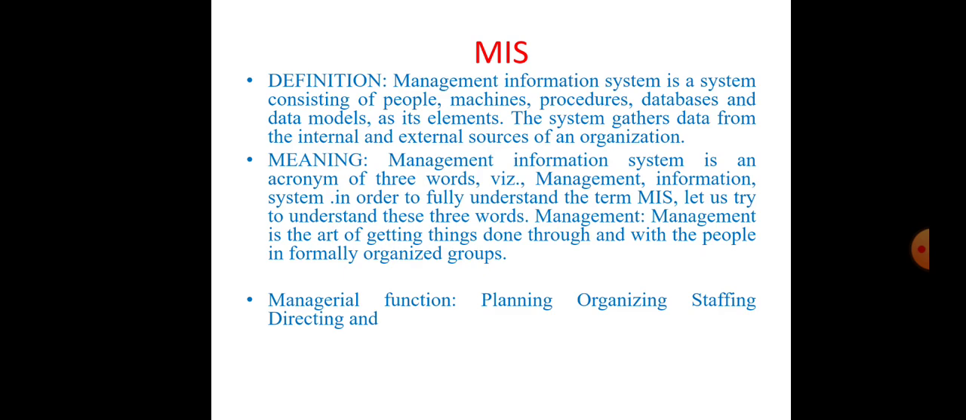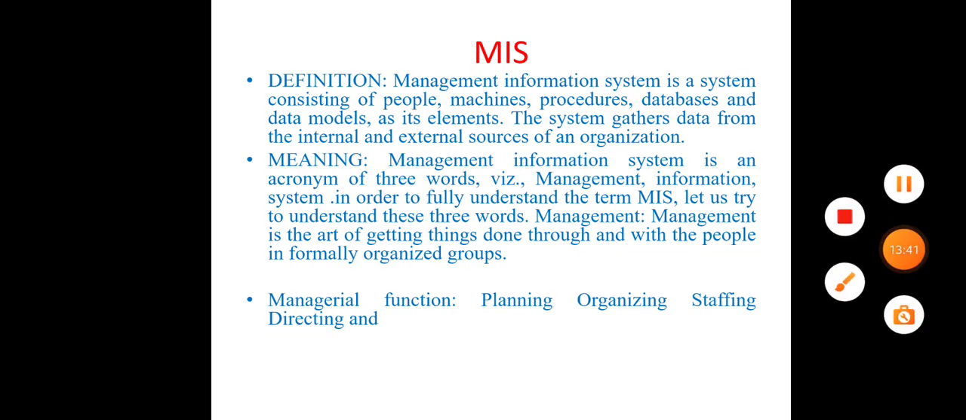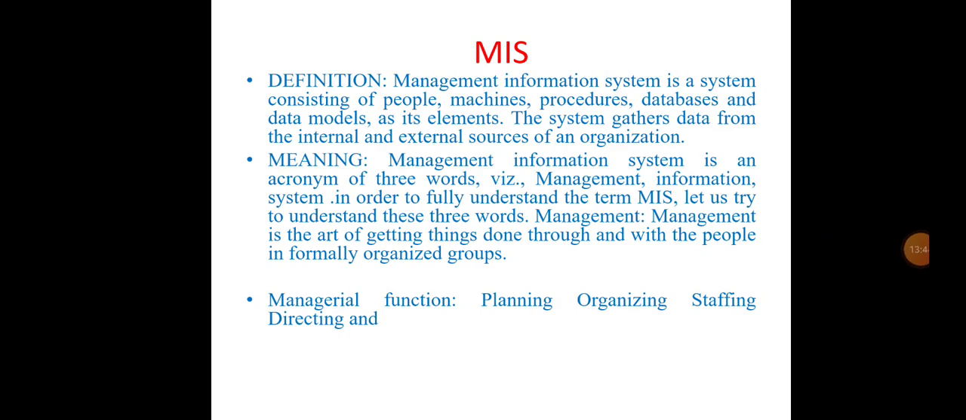Now coming to the next type, that is MIS. MIS, as we know, is a management information system, a system consisting of people, machines, procedures, databases, and data models as its elements. The system gathers data from the internal and external sources of an organization. It is an acronym of three words, that is management, information, and system.